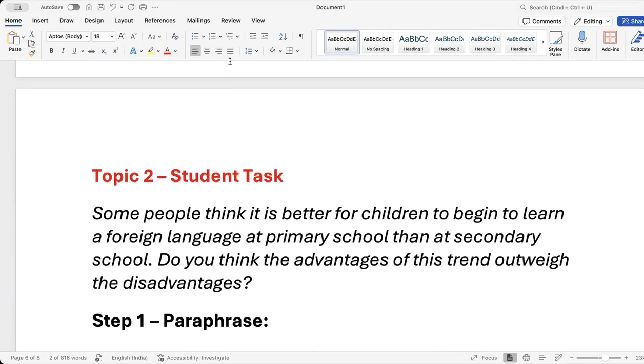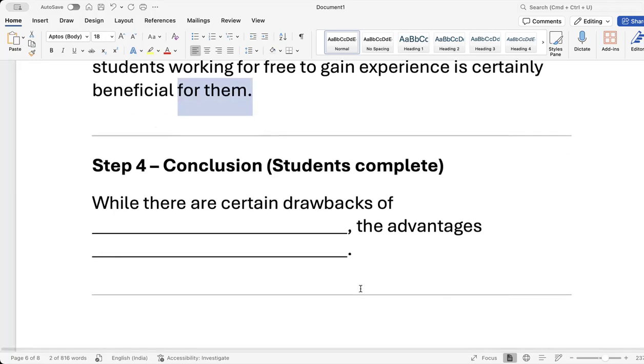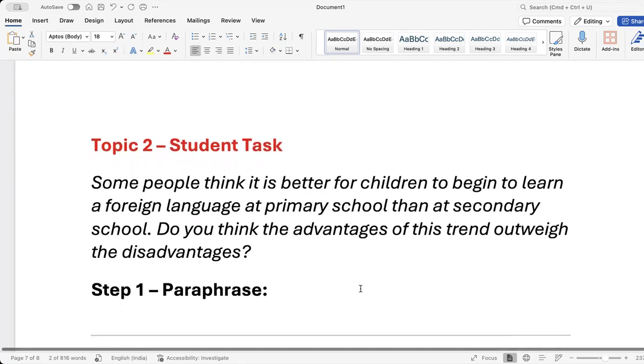If you have any questions, drawbacks used for what, sir? Drawbacks is another word for disadvantages. While there are certain disadvantages of the topic, drawbacks is another word for disadvantages. Nothing else. Okay, so now let's do it.